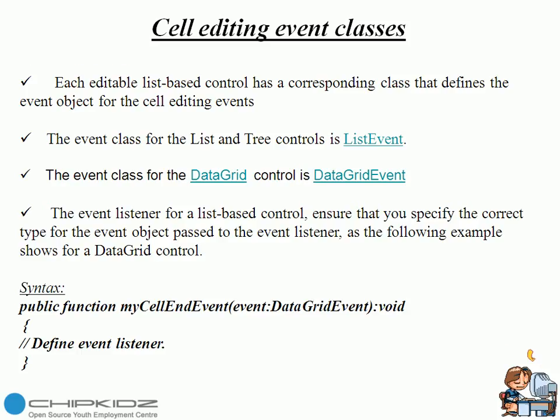In the event listener for a list-based control, ensure that you specify the correct types for the event object passed to the event listener, as in the following example source for a DataGrid control. The syntax is public function myCellEnd(event:DataGridEvent):void. To create any private functions, the event listener is called in this method.